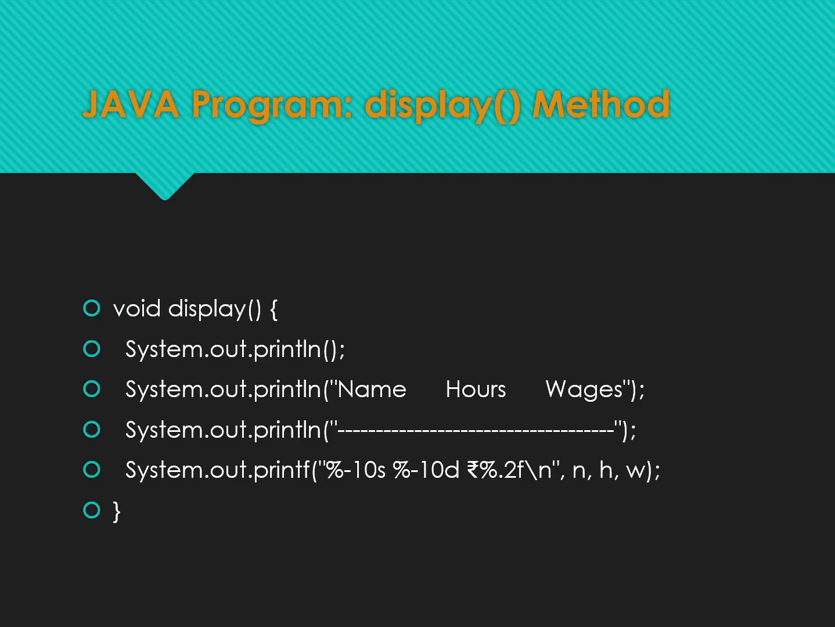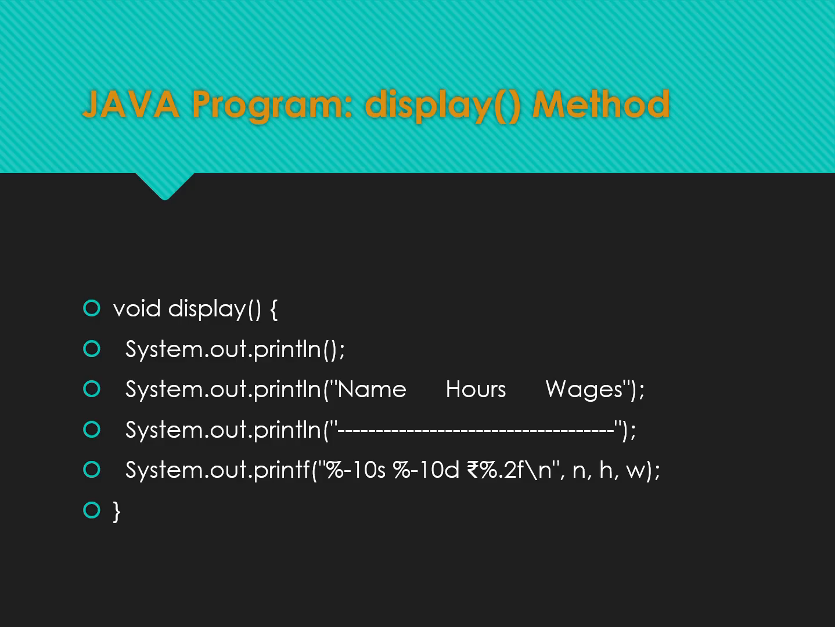The real formatting magic happens in this line. System.out.printf("%-10s%-10d Rs%.2f\n", n, h, w). Here, we use printf instead of println to format the output neatly.